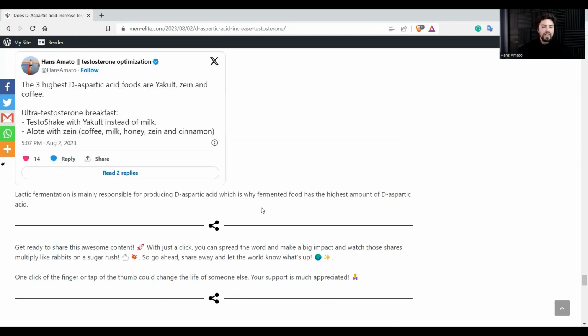Right, so I hope you like this article. Please share and try those foods high in D-aspartic acid and see how you feel. Maybe supplement some B6 if you are low in general, and see if that even helps you increase your testosterone, thyroid function, and whatnot.